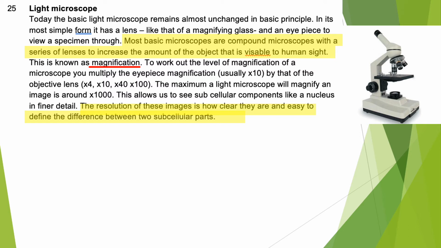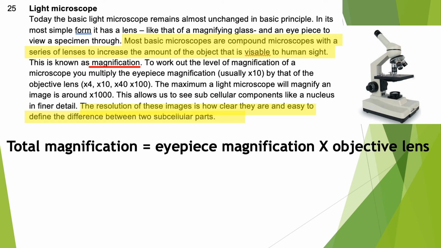Okay, so I'm going to go back to the middle of the paragraph where it says to work out the level of magnification of a microscope, you basically multiply the eyepiece magnification by the objective lens. On the next slide, I am going to show you the different parts of the microscope, but I want you to understand that when you calculate total magnification, it's actually quite easy. Lots of students have problems with this. So total magnification equals eyepiece magnification, which is generally 10, but it's different for every microscope, so double check that it's 10 times, and then the objective lens, which is the one that you kind of spin around.